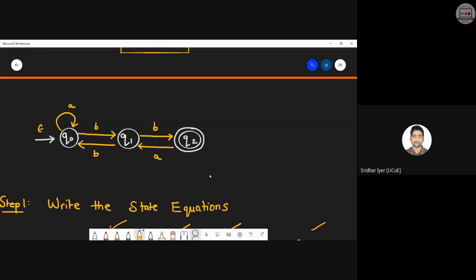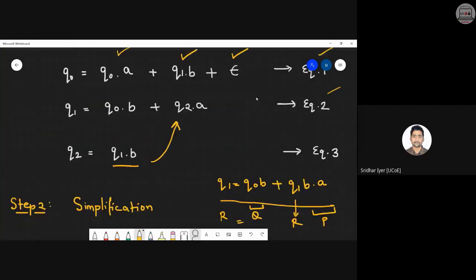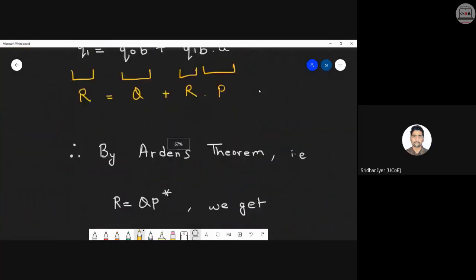OK, so all the final states you have will need to be solved. In this case we have just one final state, that is Q2, so we can stop our solution at Q2. Okay, so let's move ahead with solving the equation further. We are still having this equation to be solved.